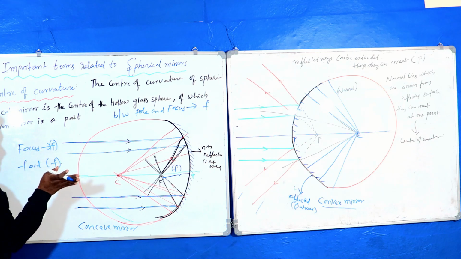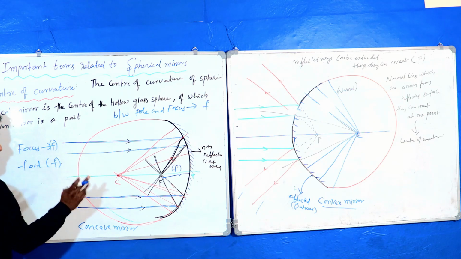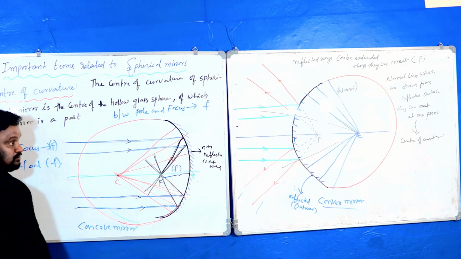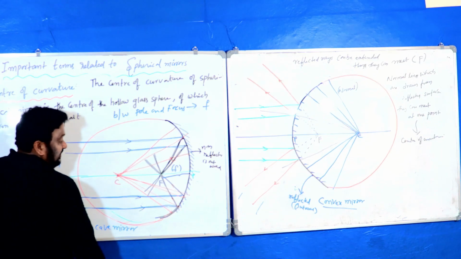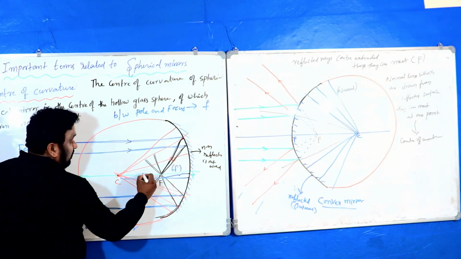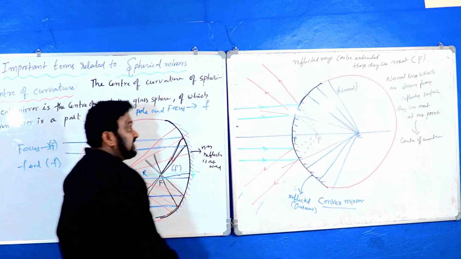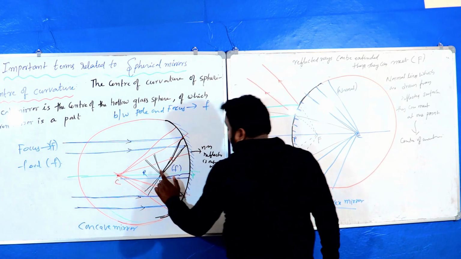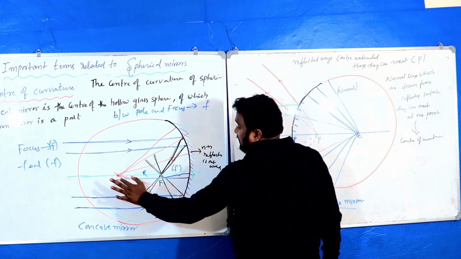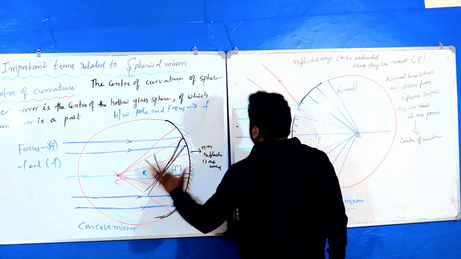That is the how point. Remember the point. What is capital F? Focus. What is small f? Focal length. What is focal length? Distance between the pole and focus. And next thing here, the distance between the P to C, that should be what we call radius of curvature. The distance between the pole and focus, what we call focal length. Distance between the pole and center of curvature is what we call radius of curvature.